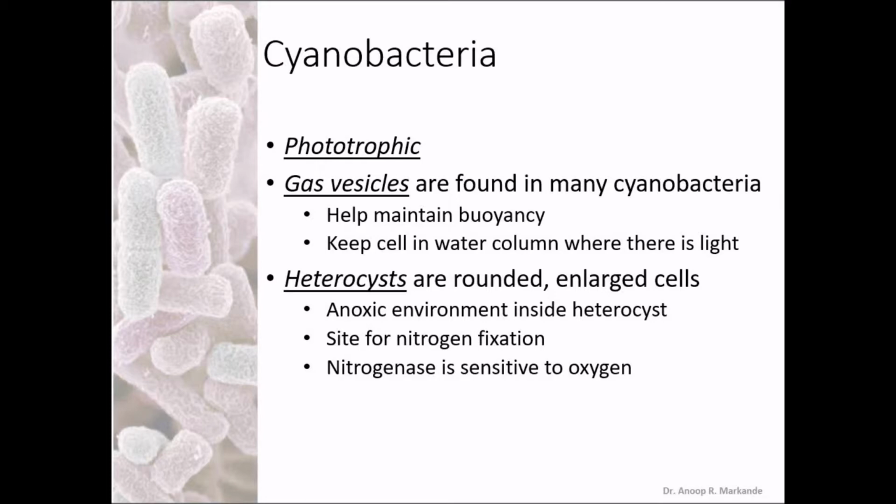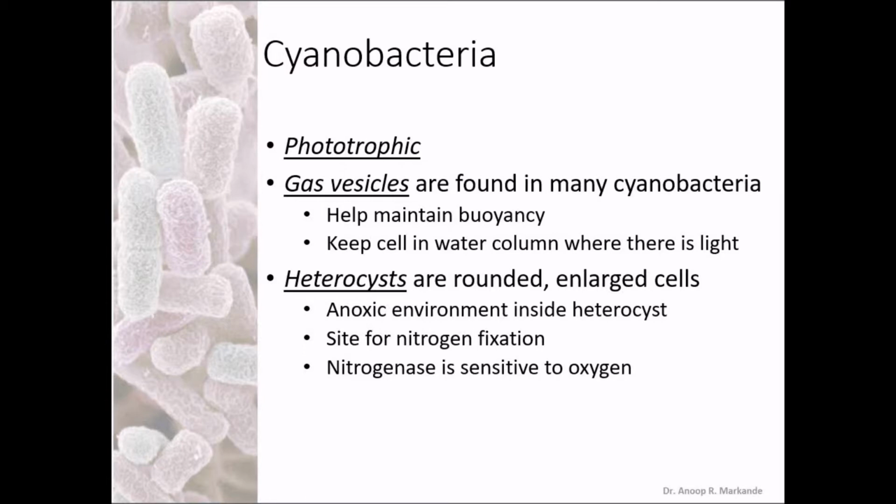They form gas vesicles which help these organisms to maintain buoyancy, to float on the surface of water, and keep themselves in the water column where there is light. If the organism can float on the surface, it can get more light than at the bottom of the water column.